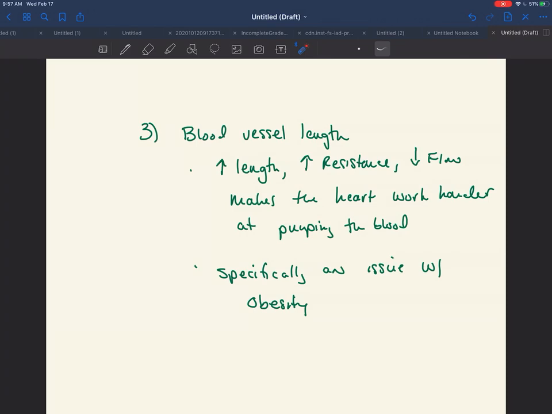This problem makes your heart have to work harder at pumping the blood, so the heart is perhaps going to get damaged from having to work so hard. Where you have blood vessels close to the heart, you might have high blood pressure there because you're having to force the blood through such a long network of vessels. So this becomes a big problem with cardiovascular health in people that are overweight.